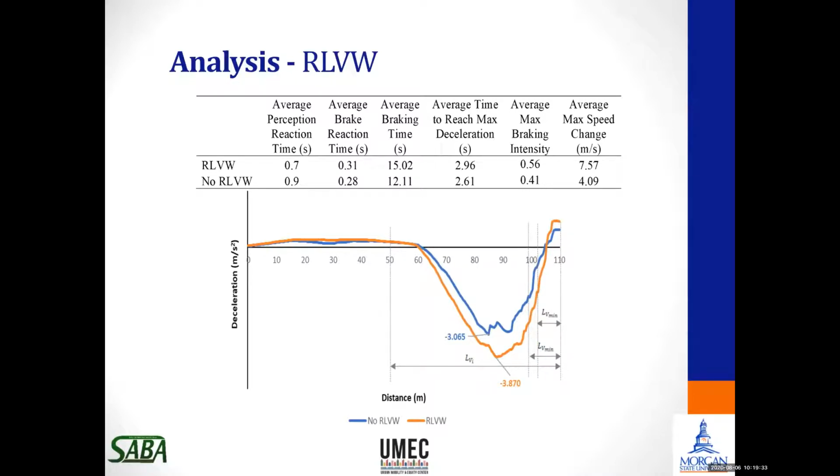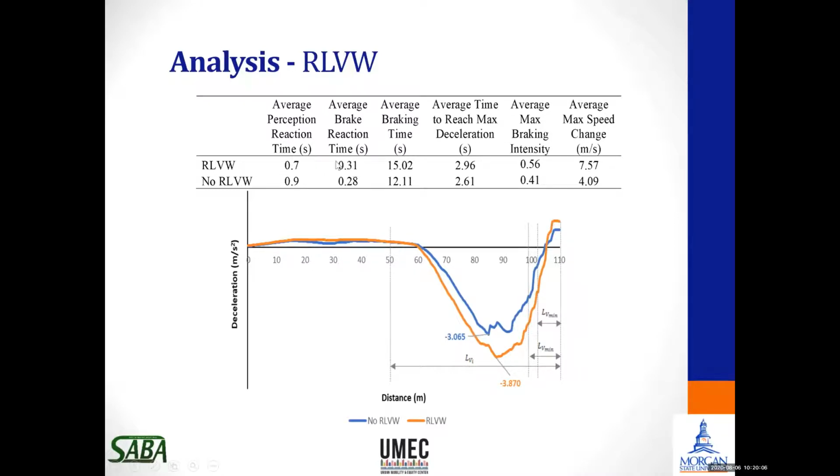The red light violation warning: this is a comparison between when we have the warning versus when we don't. When there is a warning, they start braking earlier and brake harder, and then they go smoother, coming back to the red light. So the average perception reaction time was lower when we have this feature.